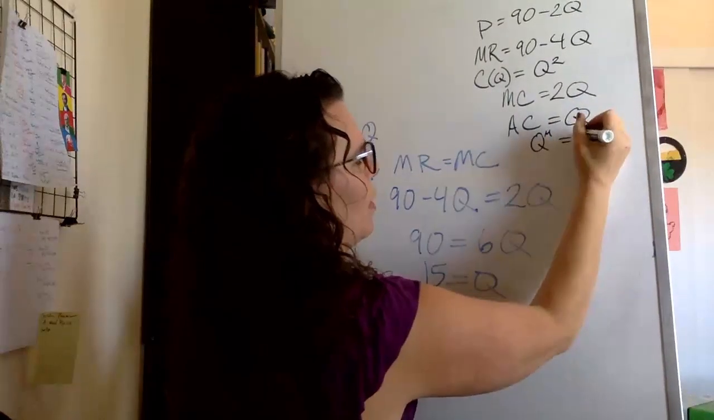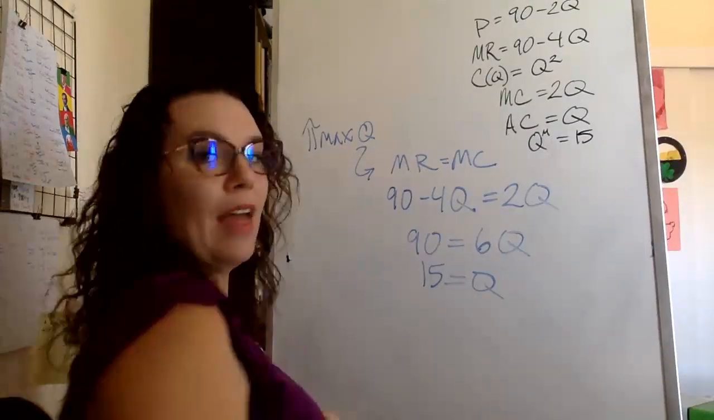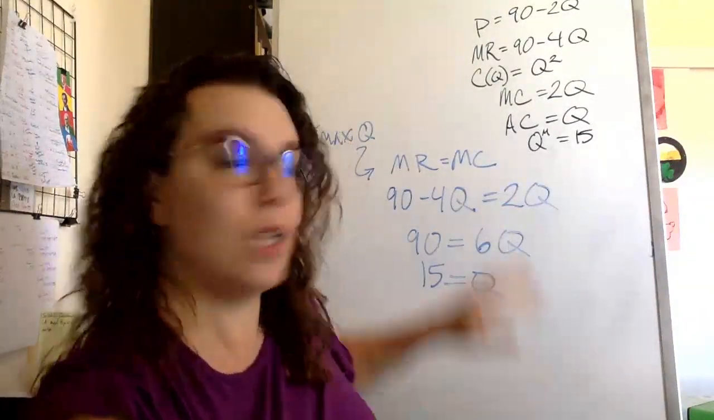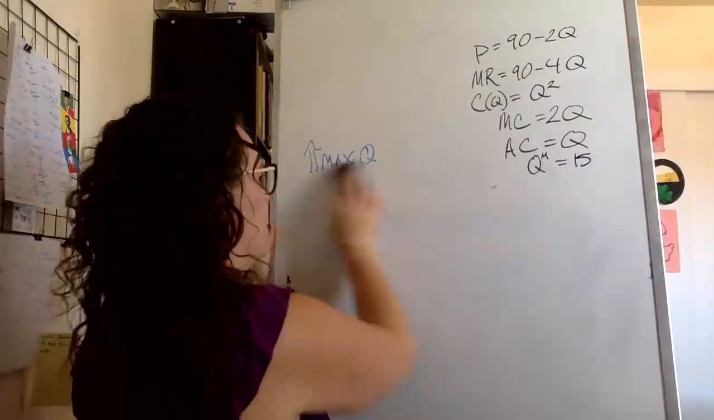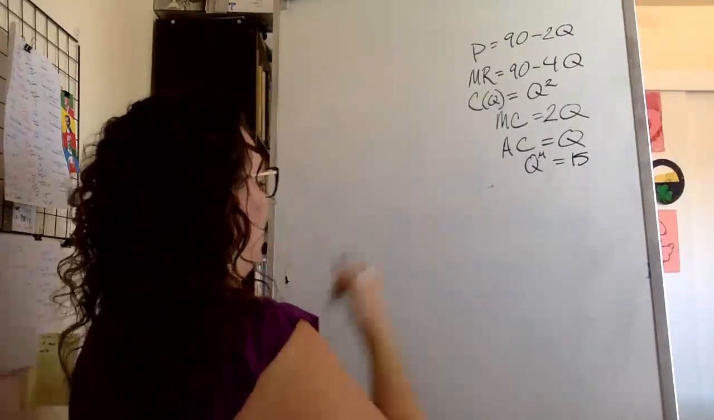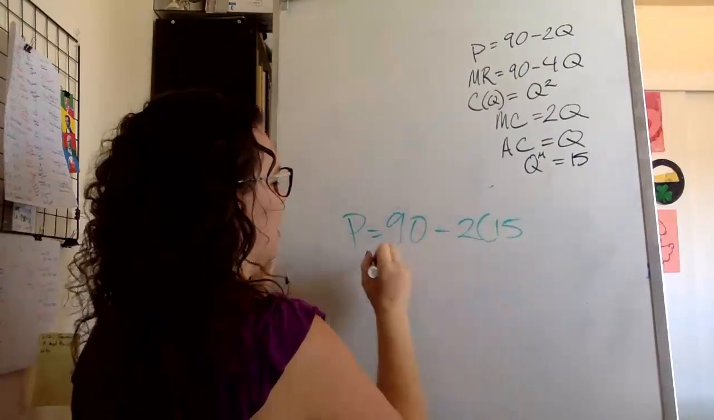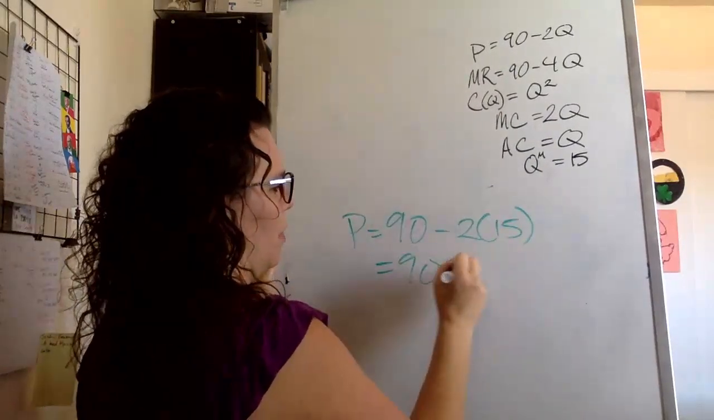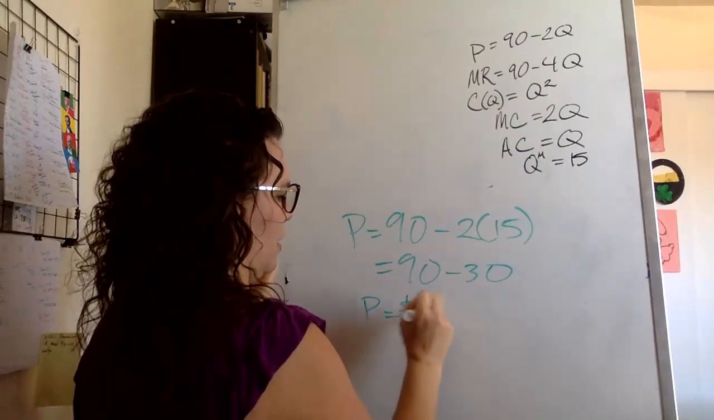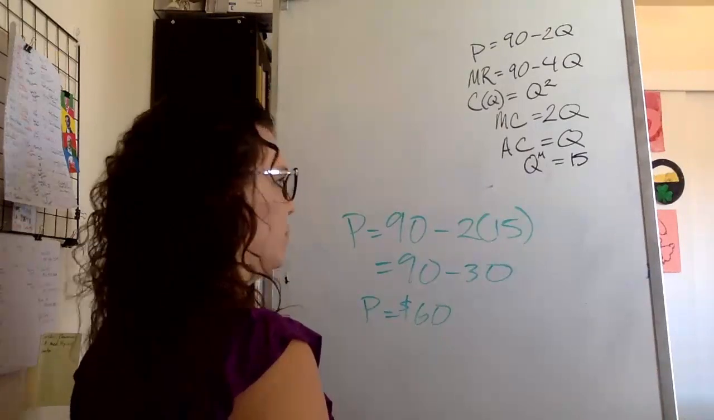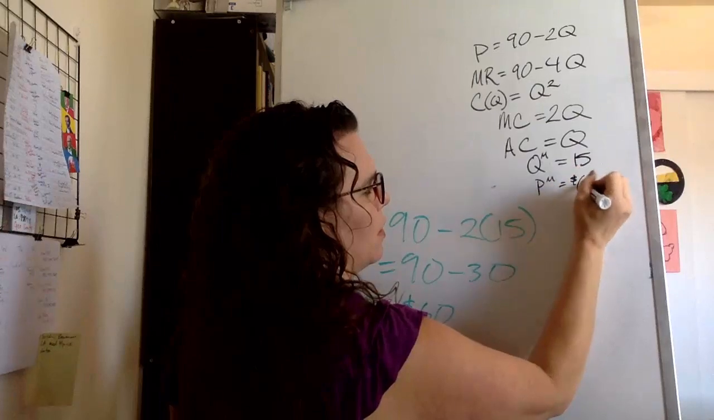QM is 15. And then to find the price that the monopolist would charge at that quantity, we just insert it into that inverse demand function up there at the top. So we've got price equals 90 minus 2 times 15, which is 90 minus 30. So the price is going to be $60. Cool. So the price the monopolist charges is going to be $60.